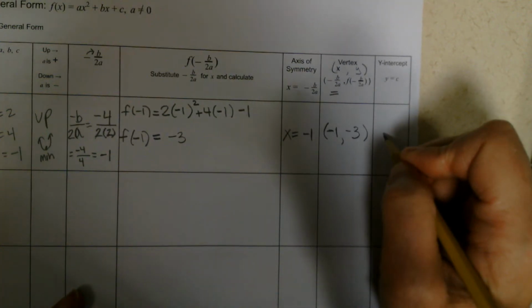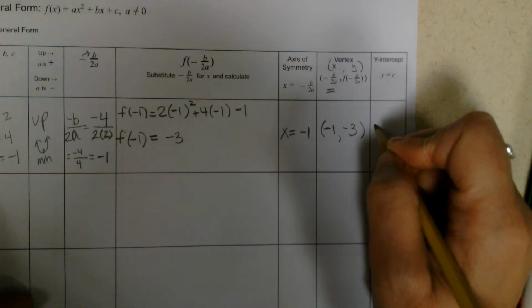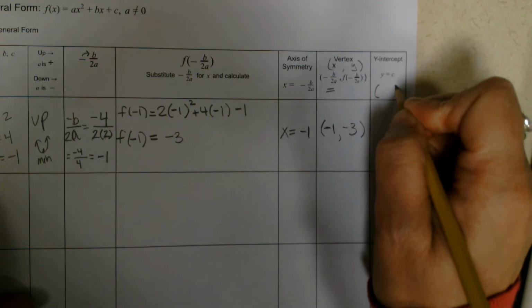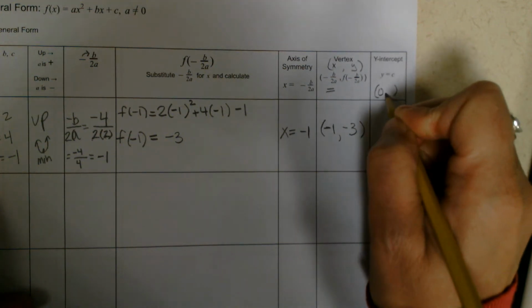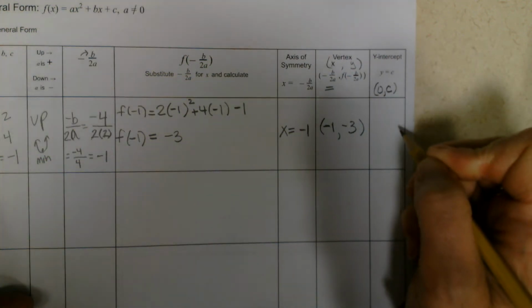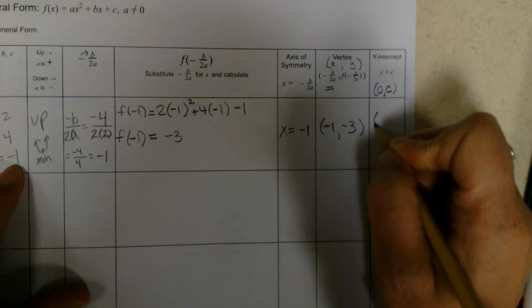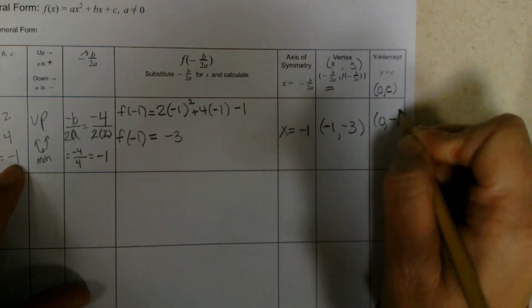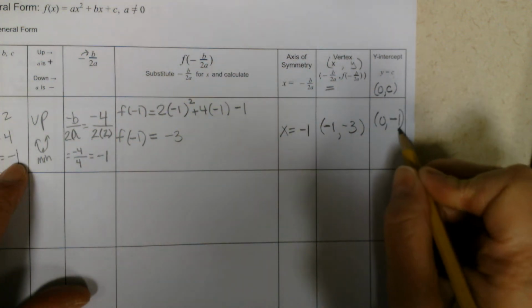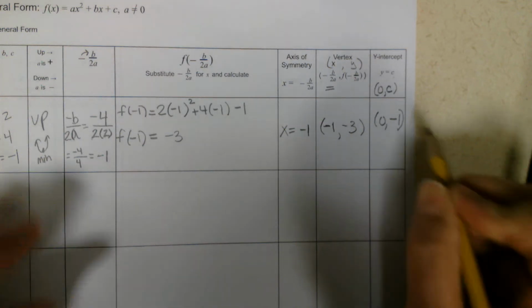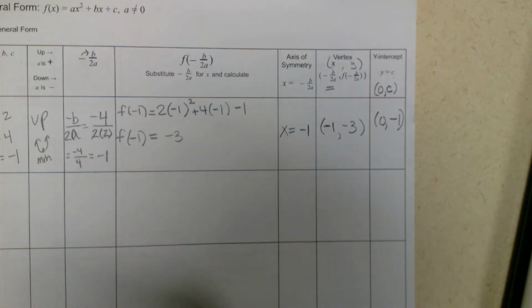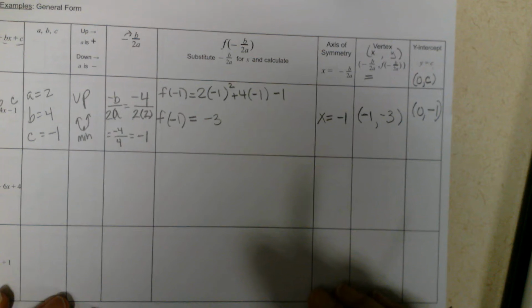We're also going to be able to find the y-intercept. The y-intercept is going to be x equals c, and then we're going to write it in the point 0, c. So where the c is right here, -1, we're going to write it in as 0, -1. So that c part is where it intersects the y-axis. A lot of -1s here, huh? Okay, let's keep going.